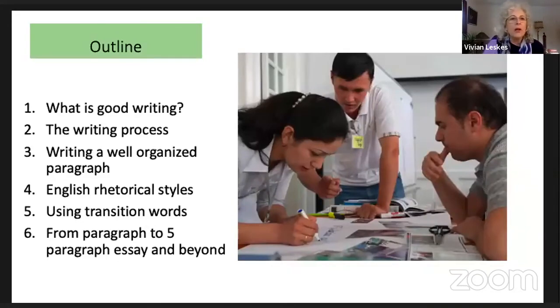So first of all, this is the outline. We're going to talk about what is good writing and what the writing process looks like. And then we have to start with the paragraphs because essays are made of paragraphs. And so if you can't write a well-organized paragraph, then you can't really write a good essay. And then we will talk a bit about the different rhetorical styles in English, and how to use transition words. And then we'll go from the paragraphs to the essays.